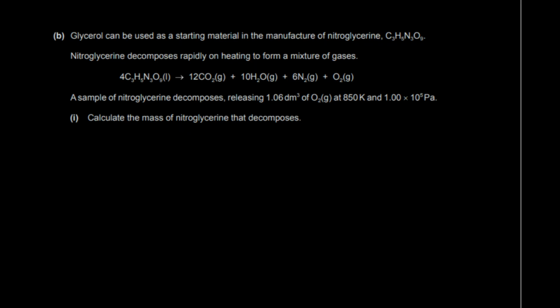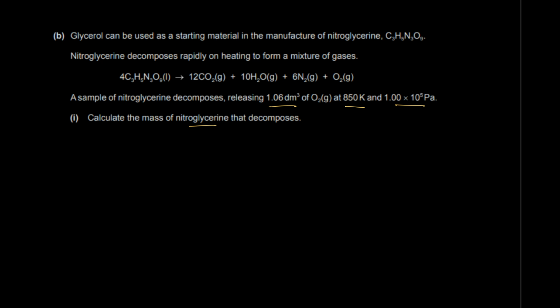So, glycerol can be used as the starting material in the manufacture of nitroglycerine. A sample, and this is important, a sample of nitroglycerine decomposes releasing 1.06 dm cube of oxygen at this temperature and at this pressure. Calculate the mass of nitroglycerine that decomposes. So, you're given the data of oxygen. But remember, you can't use V equals n times 24. Please, a lot of students confuse this because this volume is at a particular temperature and at a particular pressure.